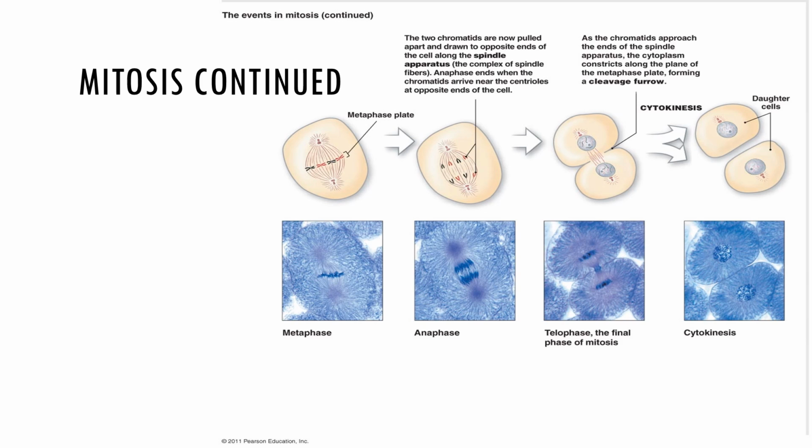Telophase, the final phase of mitosis, begins when the chromosome movement stops. The nuclear membrane forms around each chromatin mass. The nucleoli begin to reappear. The spindle apparatus disappears. And cytokinesis, two daughter cells are pinched apart, each containing a nucleus identical to the original.